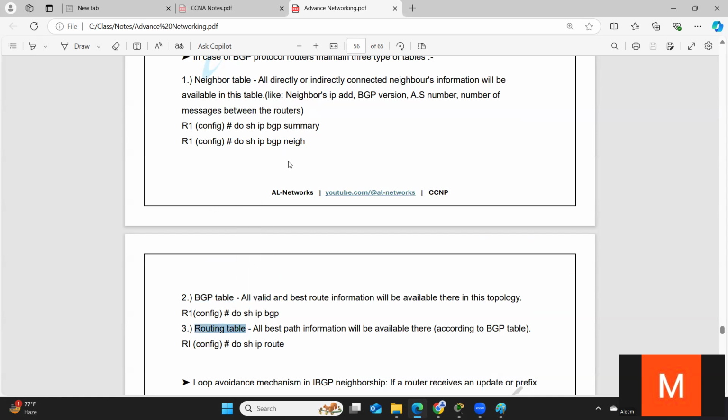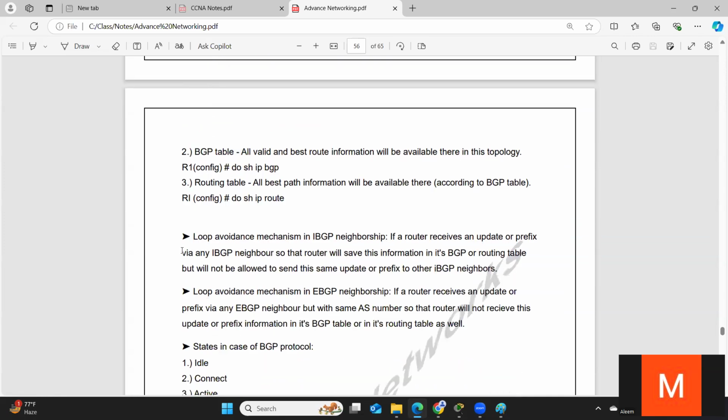I'll show you this in the lab, how we will check it with the show ip bgp summary command. It means how we will check the neighborship table, the BGP routing table, and the global routing table. But here you should know that BGP maintains three routing tables: the BGP neighbor table, the BGP routing table, and the global routing table.